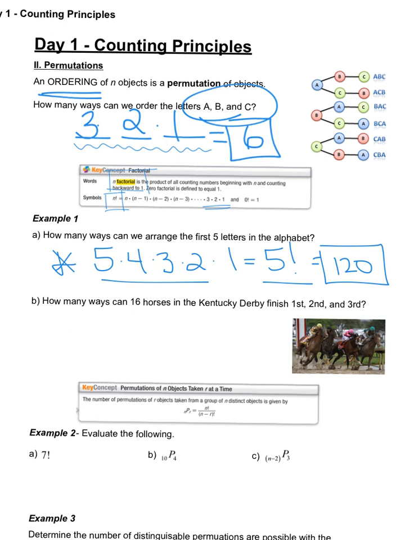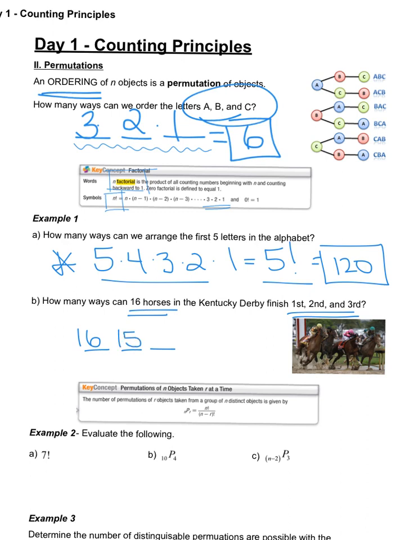Okay, looking at the Kentucky Derby, there are 16 horses in the race. We're looking at first, second, and third. So really similar to the last question, but this time I don't care about the order of all 16 finishers. I only care about first, second, and third. So there are 16 different horses that can finish first. If one of the horses, we'll call him Black Panther, finishes first, that means Black Panther can't finish second. So there's only 15 horses that can finish second.